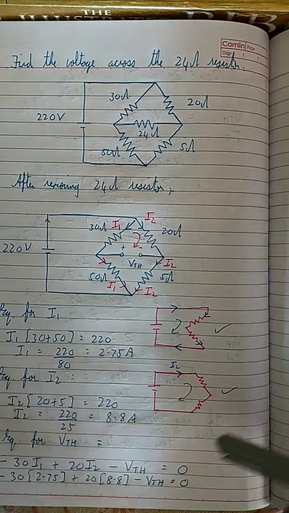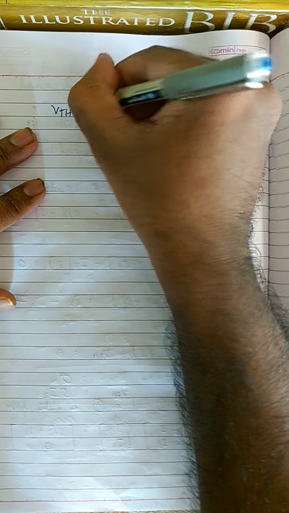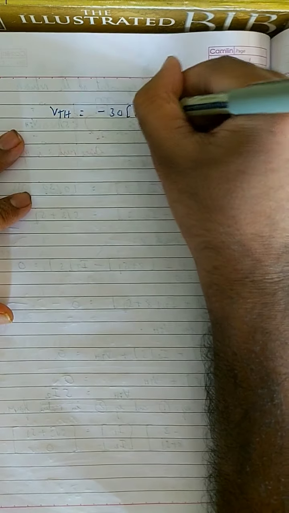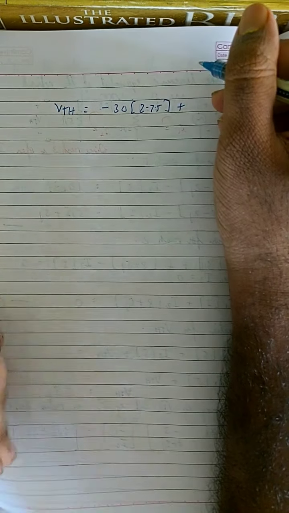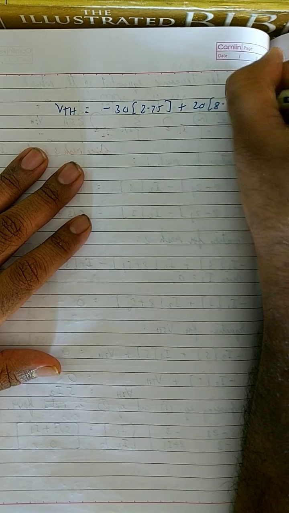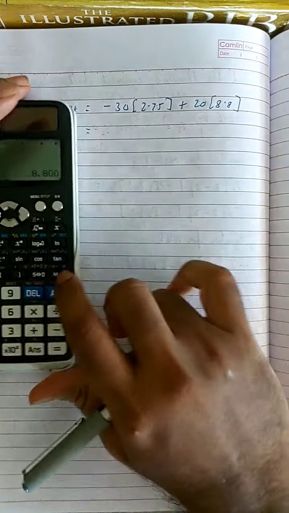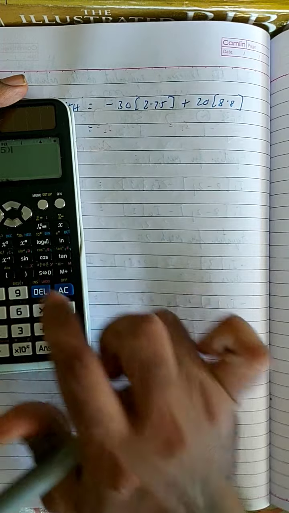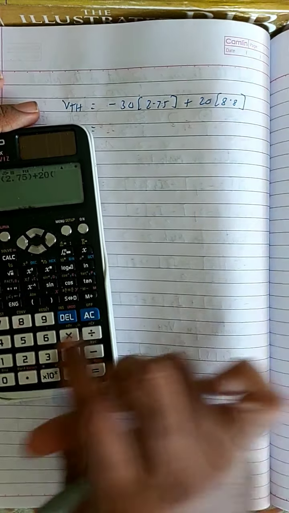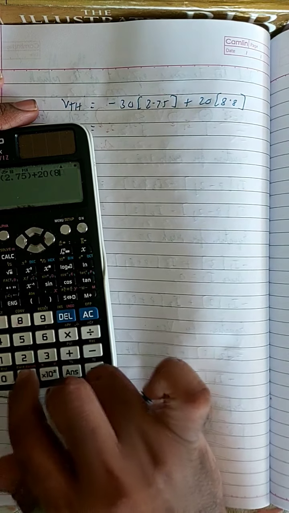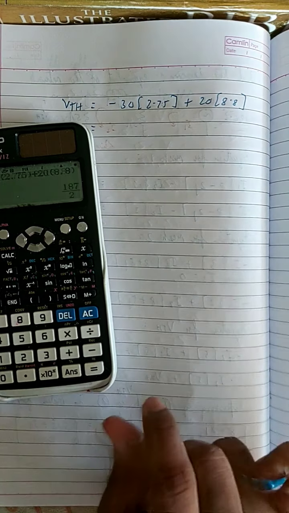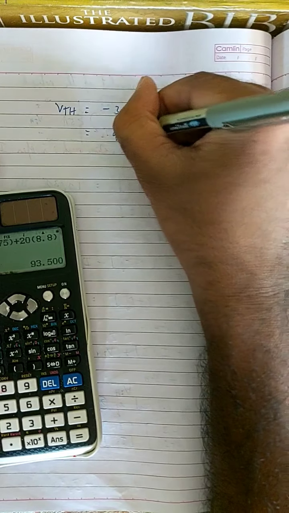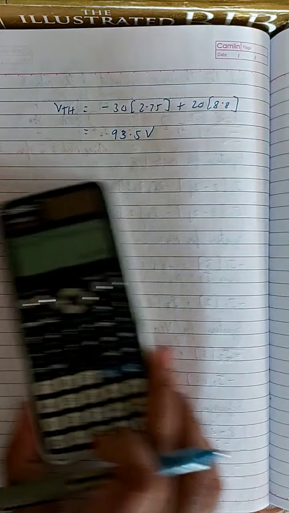Or VTH is equal to minus 30 into 2.75 plus 20 into 8.8, and you get this 93.5 volt. Okay, VTH is equal to 93.5 volt.